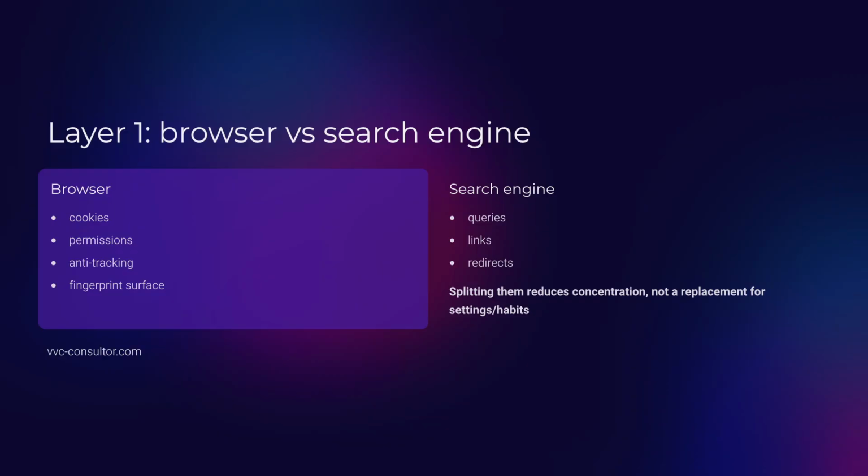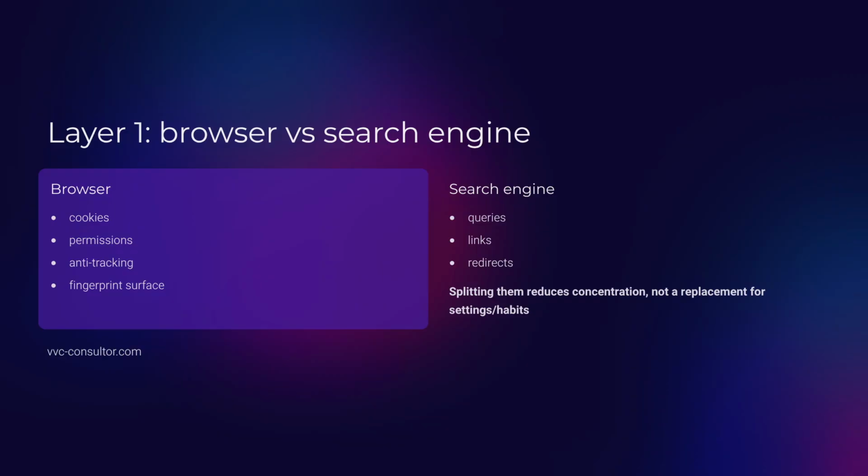Search engine, where many journeys begin, and data starts. Your search engine influences which queries get tied to a profile, which links it previews or enriches, and what happens when you click, like tracking parameters in links. Separating them helps because it reduces the chance that a single company centralizes search plus browsing plus other data. But it doesn't replace settings or habits, it's just one layer.